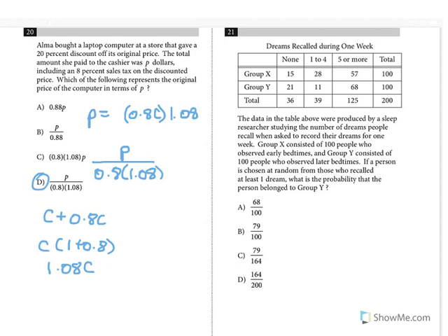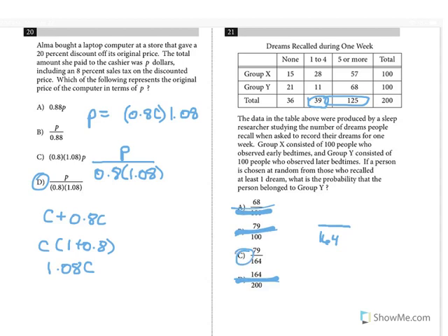So we're talking about probabilities, and when we're talking about probabilities, the denominator is going to be the group that we are choosing from. It says the person is chosen at random from those who recalled at least one dream. Well, those who recalled at least one dream, we have these 39 plus these 125, so 1 to 4 plus 5 or more. So the people who recalled at least one dream is 164, and that is going to be in our denominator. And just doing that right there eliminates three of our answer choices. So that tells us that C is the correct answer.